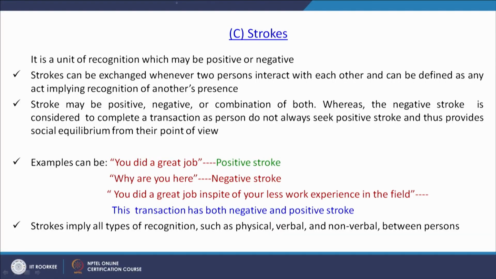If it is through words, or verbal, it is, why are you here? Why don't you continue with your job? You are wasting your time. So, this will give a message to the other person that he or she is not required to be there in a particular situation. This is a negative stroke. Or it can be non-verbal also, where the person through his or her eyes can give an indication to the other person to leave that place immediately. So, these are the strokes, which are units of recognition in transaction.